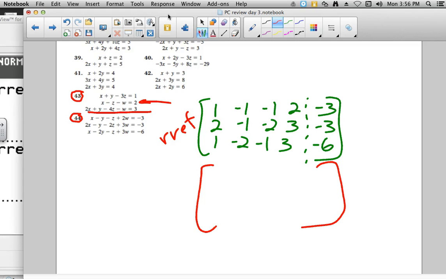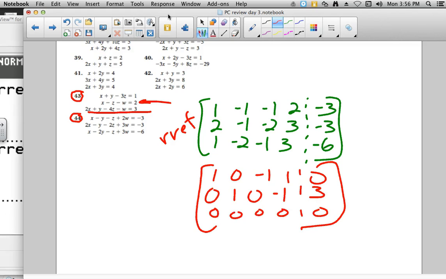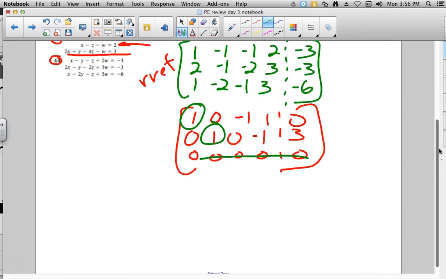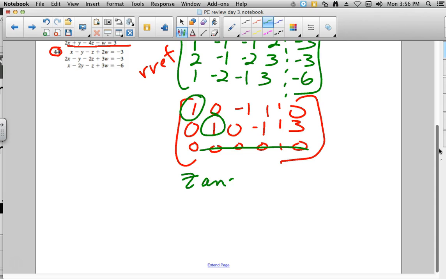And that one was 1, 0, negative 1, 1, and 0. 0, 1, 0, negative 1, and 3. And then we had 0, 0, 0, 0, 0. So once again, our z's and w's, because those last rows, remember this is an indicator for x, this is an indicator for y, but zeros all the way through here tell us that z and w can be absolutely anything. There are infinitely many solutions. So again, z and w, all reals.